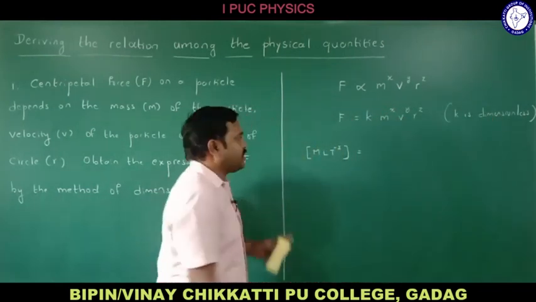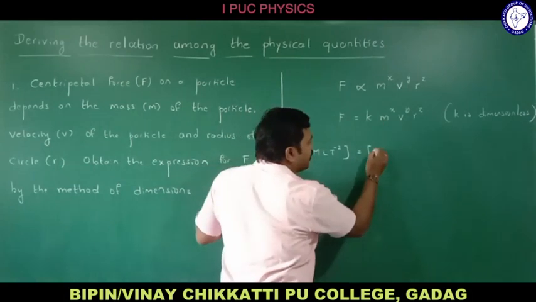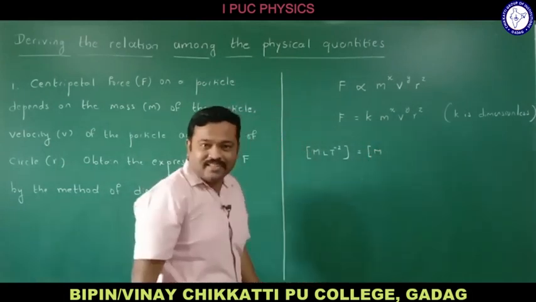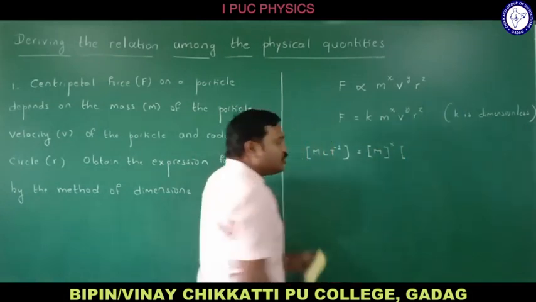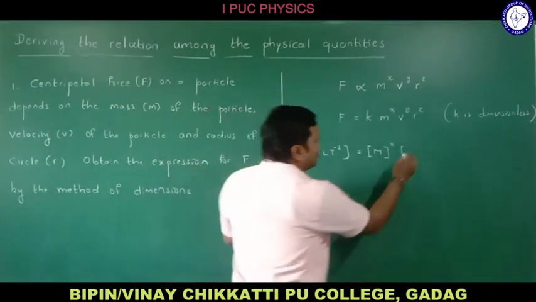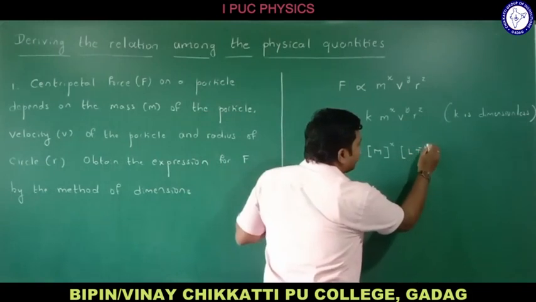Leave it. Next, what is the dimension of mass? The dimension of mass is M. M raised to x, into the dimensions of velocity. What is the dimension of velocity? L t raised to minus 1. Do remember this.